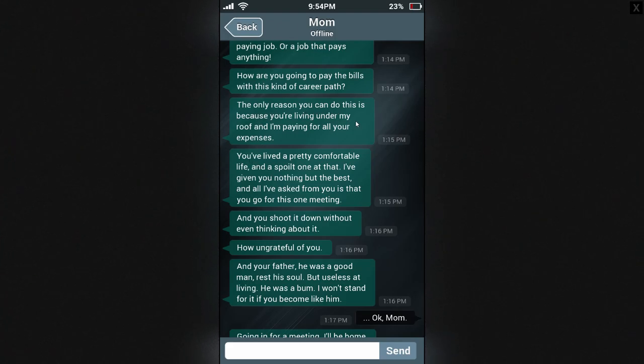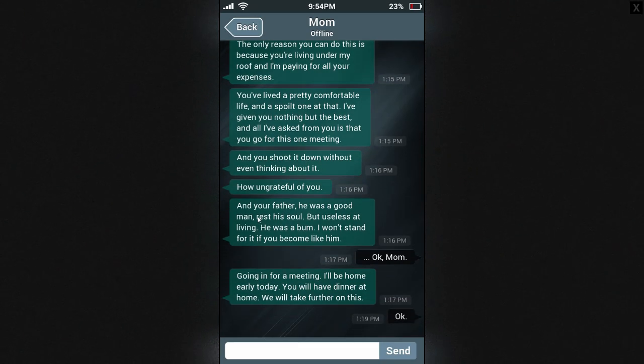The only reason that you can do this is because, okay, you lived a pretty comfortable life and a spoilt one at that, of giving you nothing but the best. And all I've asked from you is that you go for this one meeting and you shoot it down without even thinking about it. How ungrateful of you. And your father, he was a good man, rest his soul, but he was useless at living. He was a bum. I won't stand for it if you become like him.